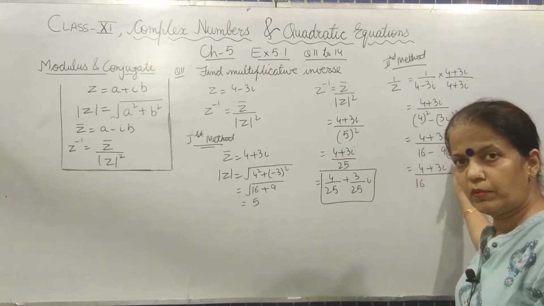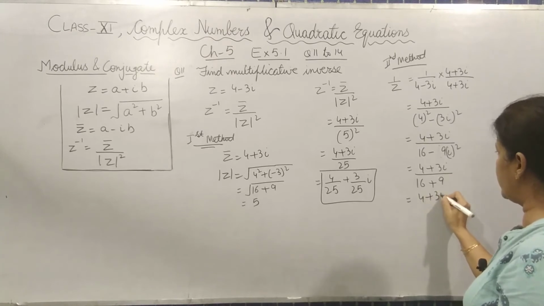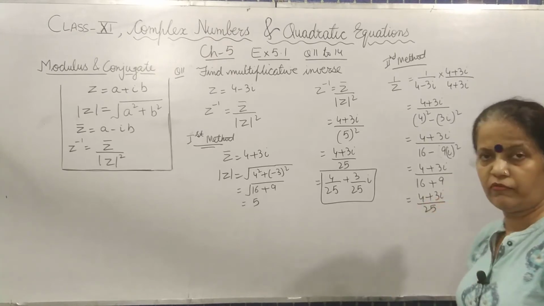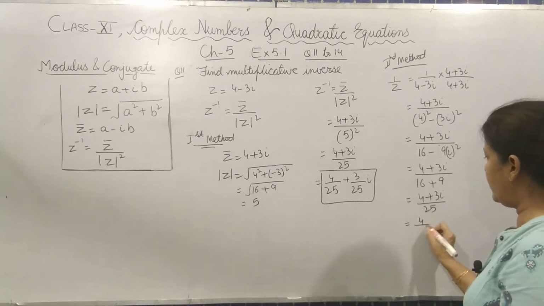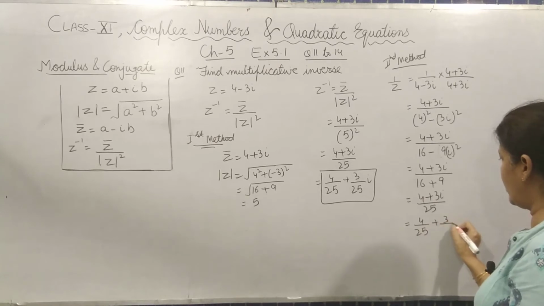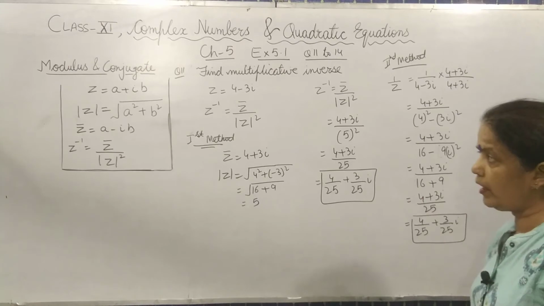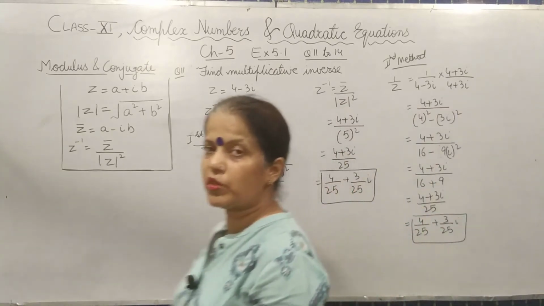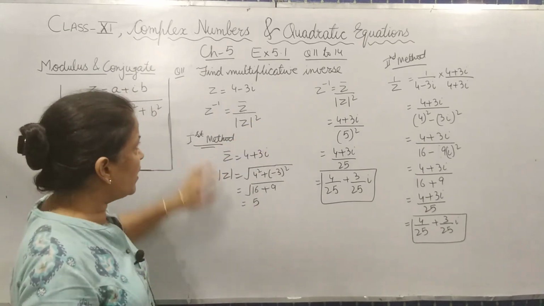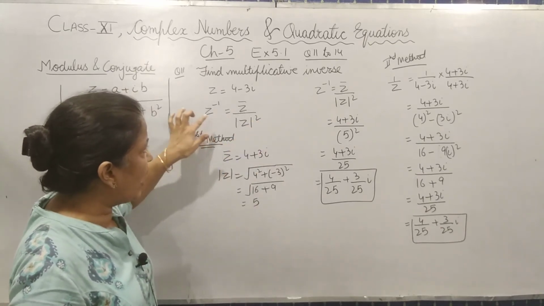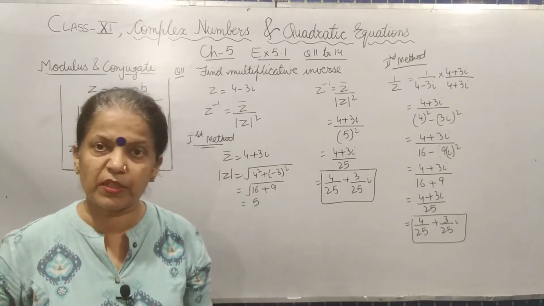I square equals minus 1, so minus will become plus. So it will come as 4 plus 3 iota upon 25. Now look at the answer. You are getting the same. Now write them separately: 4 upon 25 plus 3 upon 25 iota. So you can use any method to find the multiplicative inverse. But this identity or formula is applicable somewhere in the miscellaneous exercise.